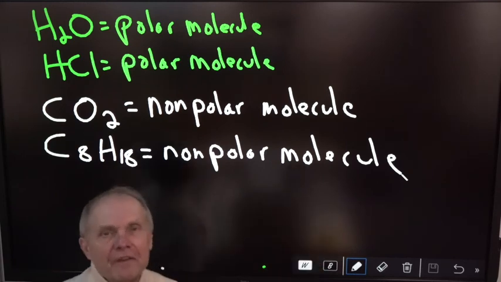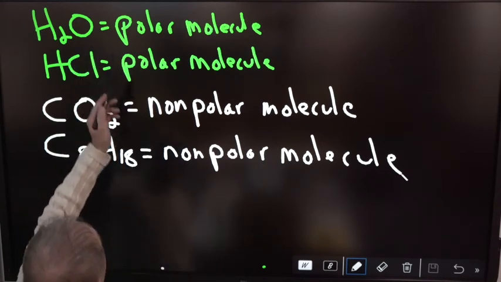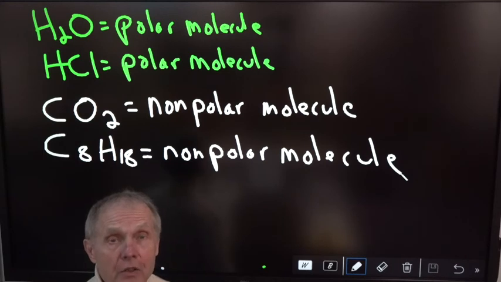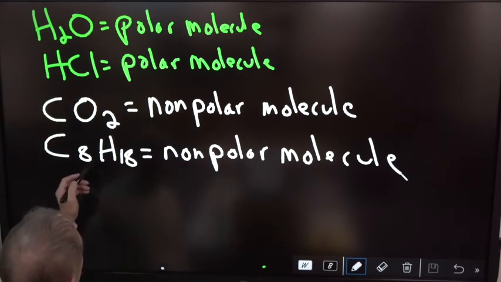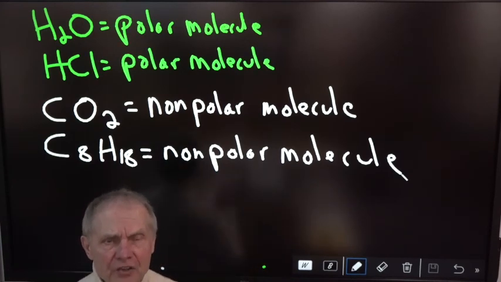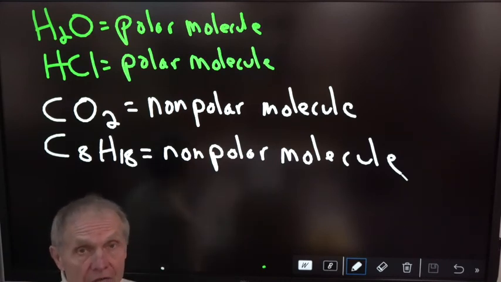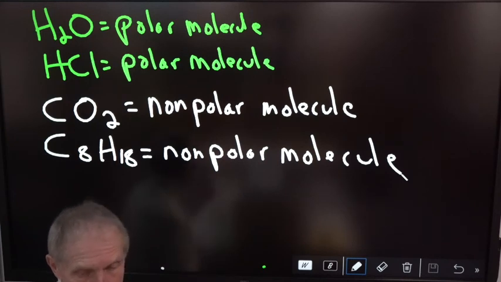So what does this have to do with likes dissolve likes? Easy. These two up on top, water and HCl, are both polar molecules. They can dissolve in each other. CO2 and octane, they are nonpolar molecules. They can dissolve in each other. Because likes dissolve likes. But what about this?